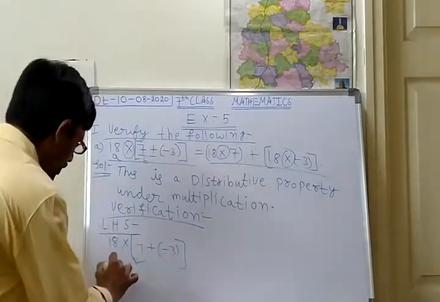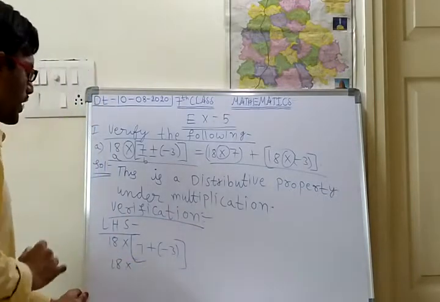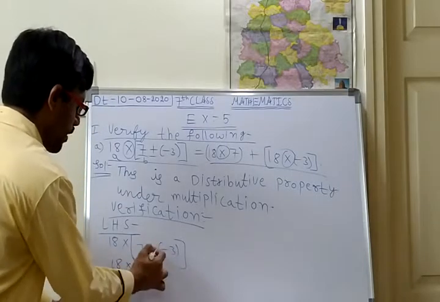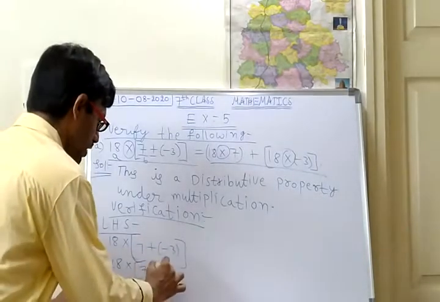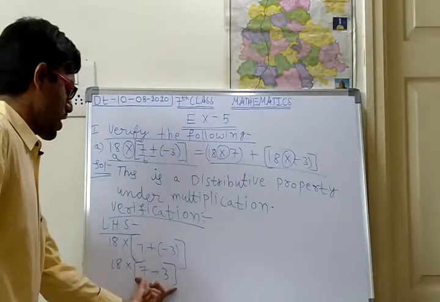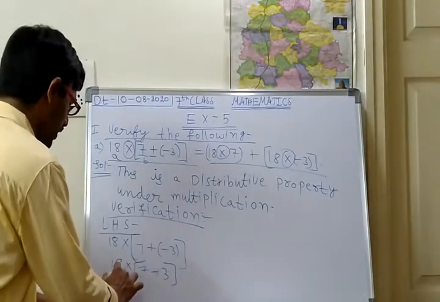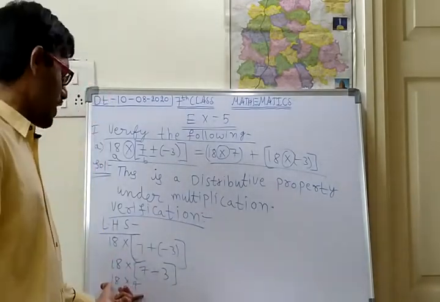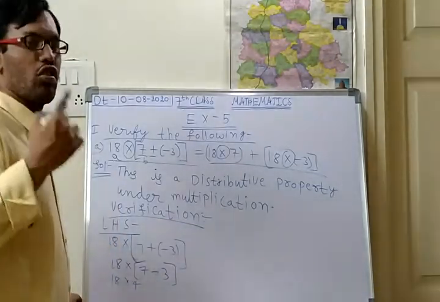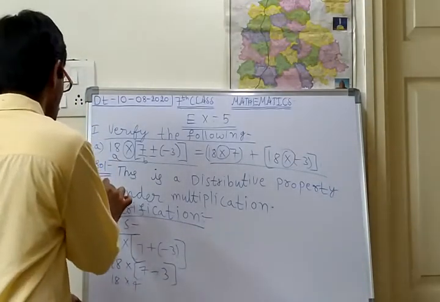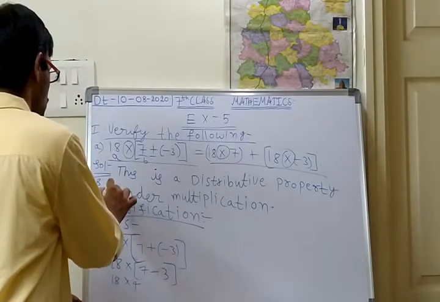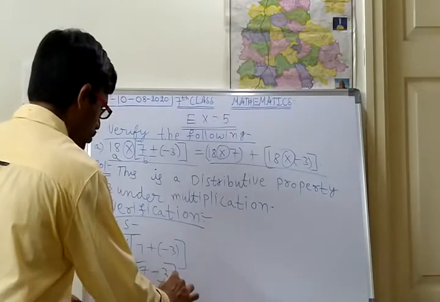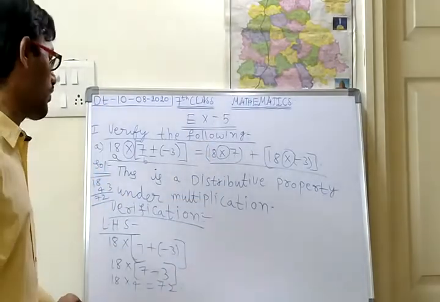How you have to write: 18 into 7 plus, so plus into minus is minus 3. Again you solve this, 7 minus 3. So 18 into 7 minus 3 is 4. So 18 into 4. If you know tables you can get it easily. 18 fours are how much? 4 eights are 32, 4 ones are 4, plus 3 is 7. So 18 fours is 72. Like this you have to do the LHS part of verification.